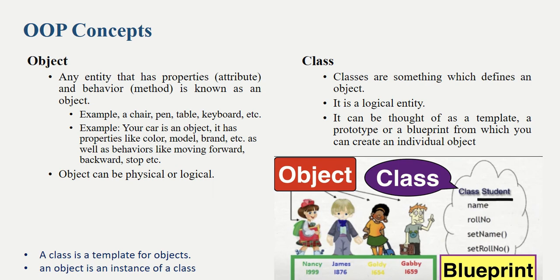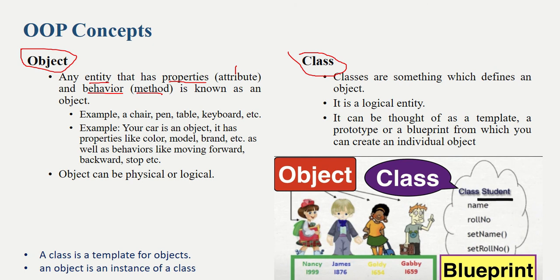Now, let's talk about object and class. We say that object-oriented programming is about object and class. What is the object? We say the object is an entity that has two things: properties, which we sometimes call attributes or data, and behavior, which we sometimes call methods. So any entity has attributes and behavior or methods.